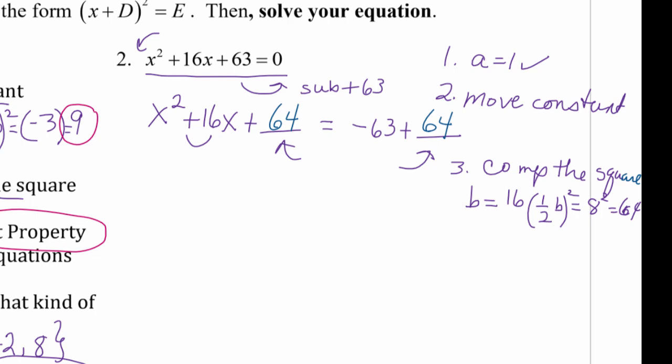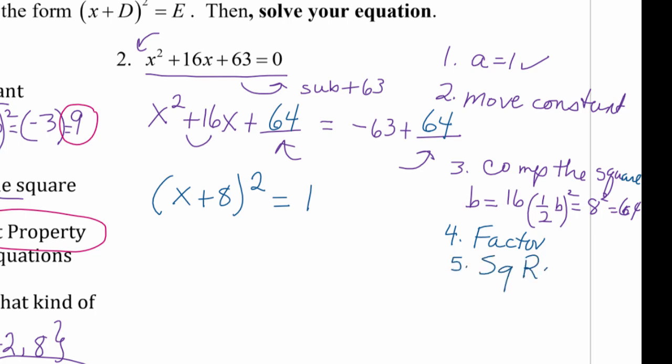Beautiful. Step 4, factor. x plus 8 squared equals, and then add these two. So -63 plus 64 is 1. Okay. Step 5, square root property. Take the square root of both sides, and what are we going to remember on the right hand side? Yes, if you said plus or minus, you're right.